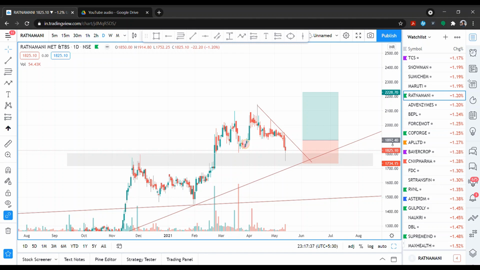Especially we had a bull run after this corona, from January 2020 till about February and March, we had a really good bull run, and you could have seen a lot of stocks exhibiting these kinds of patterns.